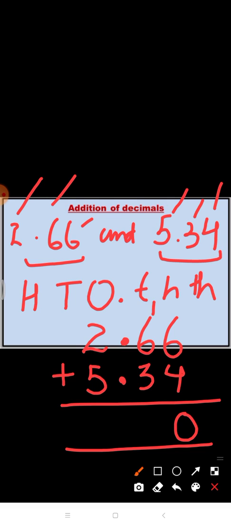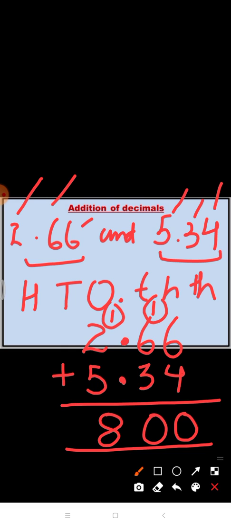1 is carried over to tenths place. 6 plus 3 is equal to 9 plus carried over 1 is equal to 10. 1 is carried over to ones place. Then 2 plus 5 is 7 plus 1 that is carried over. So we will get 8.